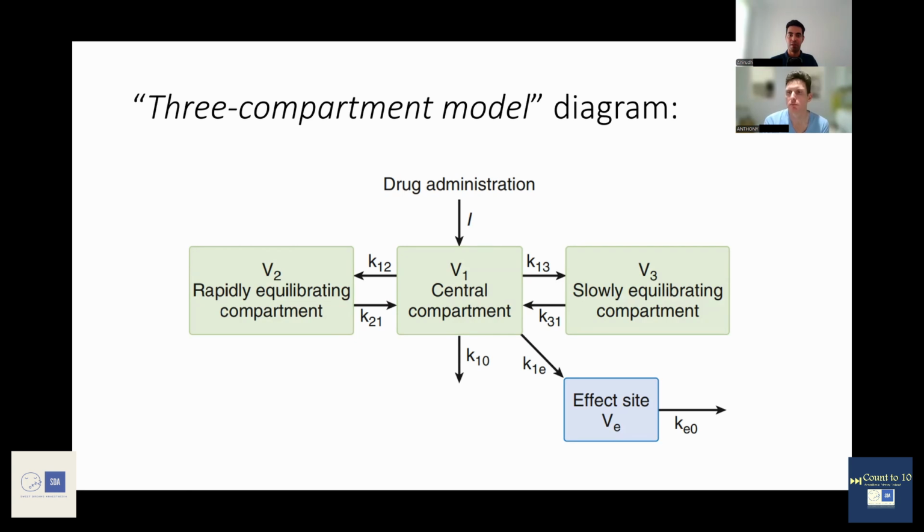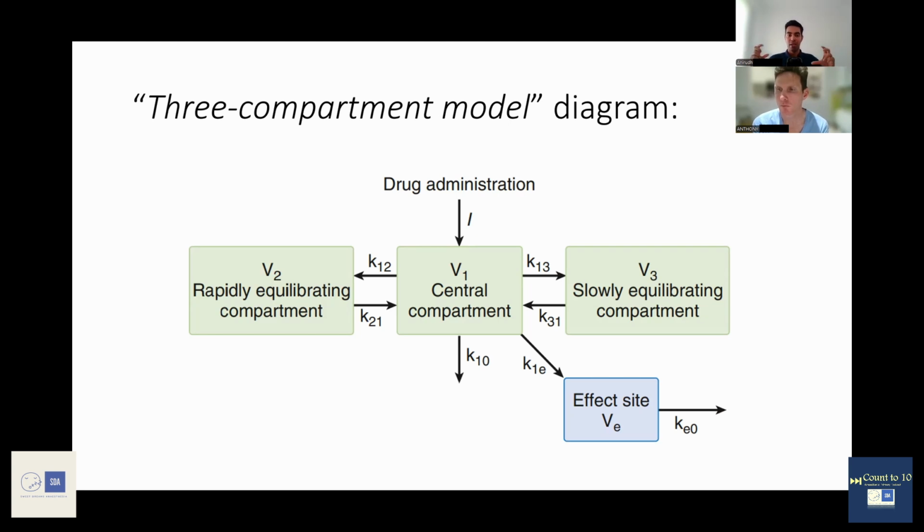And from this central compartment, we have drugs going into 3 different areas. We have drugs going into V2, which is the rapidly equilibrating compartment. And the rate constants essentially explain how fast a drug goes from V1 to V2, which is referred to as K12, or how fast a drug goes back from V2 into V1, which is referred to as K21. The same thing happens when we talk about V3, which is the slowly equilibrating compartment. Going from the central compartment, the rate constant would be K13, and going back out from that compartment would be K31.